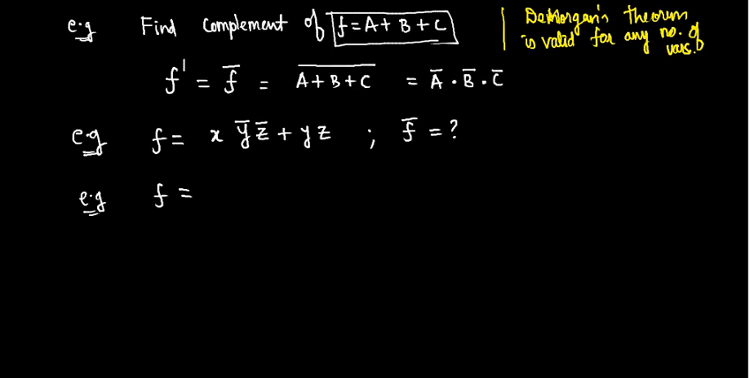F equals x into y z bar. I'm making some change. Z bar equal to what? How to proceed? Have you done? I mean, just try it out. Now you'll get. See, these two are getting.